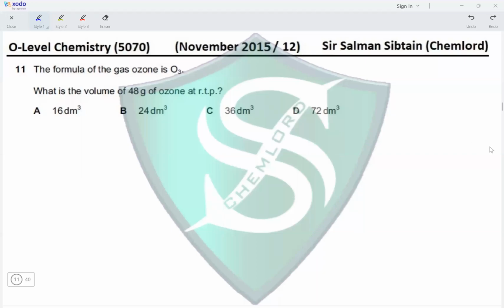Hi guys, this is O-level chemistry paper 12 November 2015 question 11. The formula of the gas ozone is O3. What is the volume of 48 grams of ozone at RTP?